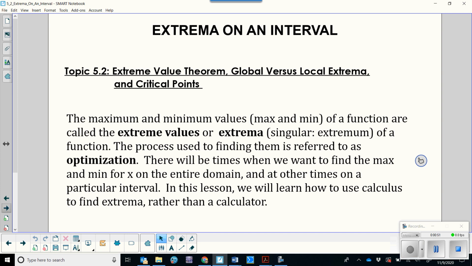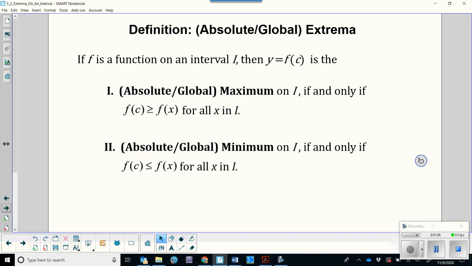If we find them, we call that optimization. We're finding the optimal values, largest or smallest, or different things. And we're going to talk about how to do that using calculus instead of just tracing on a calculator.